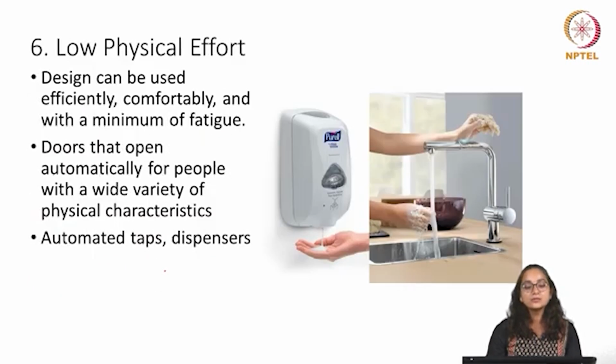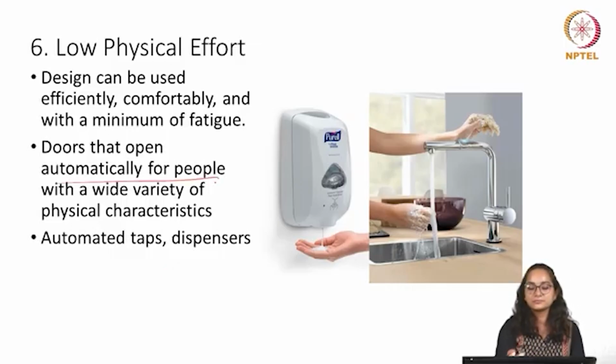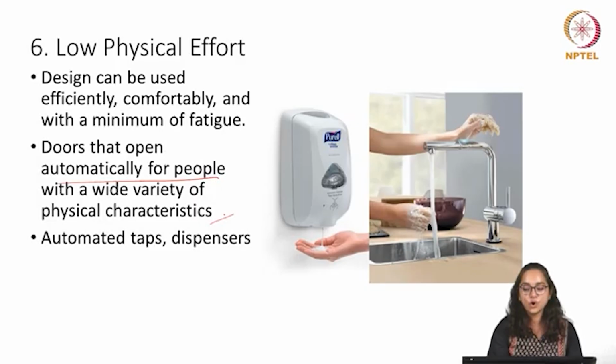The 6th is low physical effort. Any design that can be used efficiently and comfortably with a minimum of physical fatigue is allowing for low physical effort. So, all of these doors that open automatically for people with a wide range of physical characteristics can come under this. Automated taps or dispensers, where you just present your hand and it dispenses based on sensor feedback.